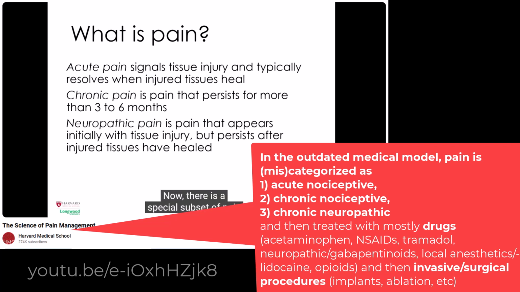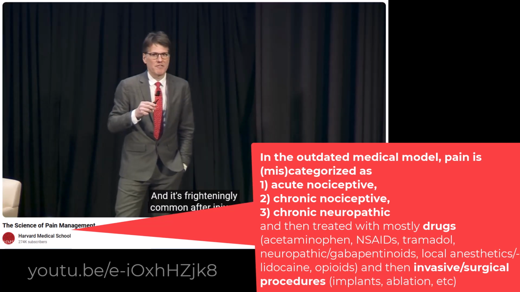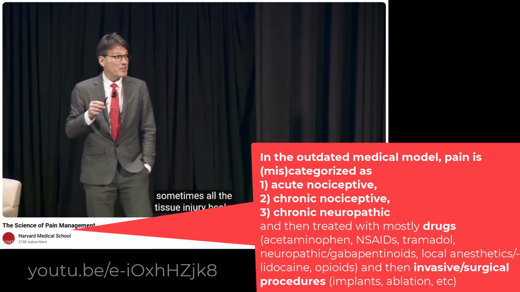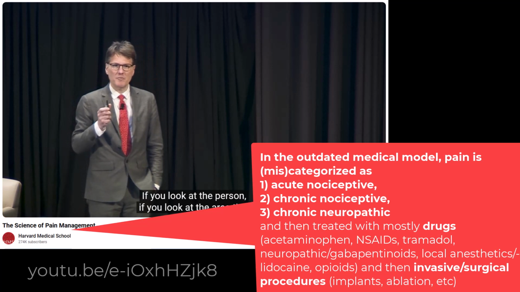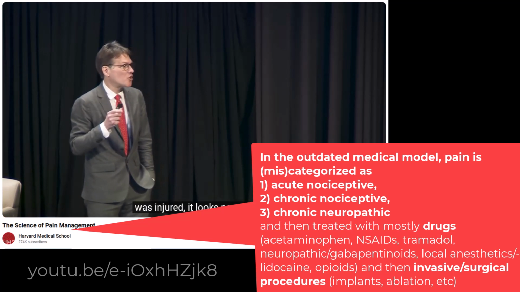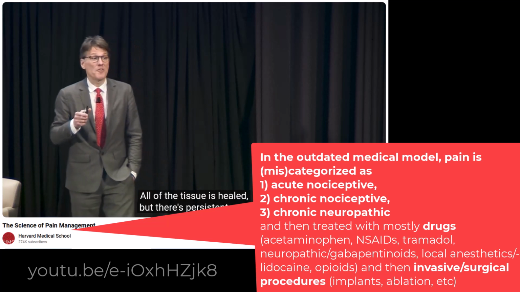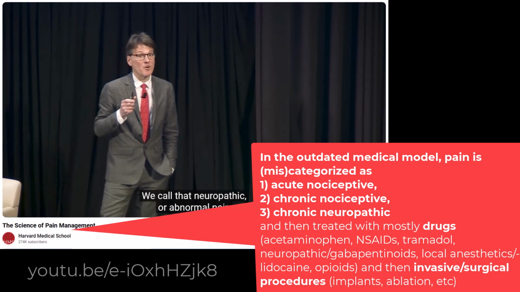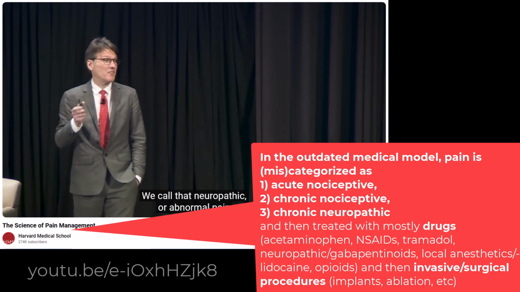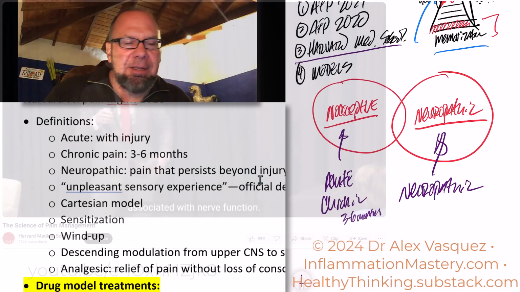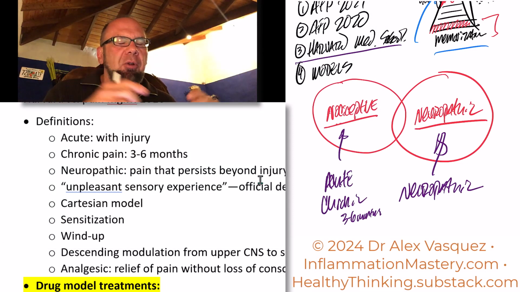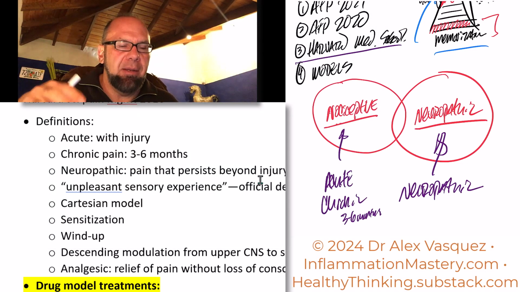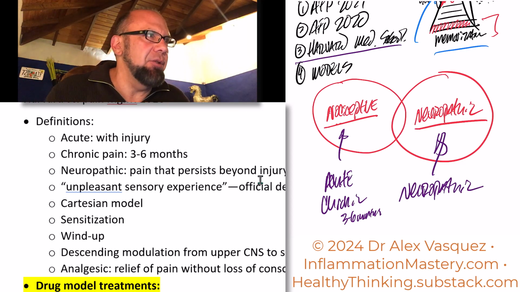Now, there's a special subset of pain that happens when you injure the nervous system, and it's frighteningly common after injury. When you injure the nervous system, sometimes all the tissue injury heals. If you look at the area that was injured, it looks normal. All of the tissue is healed, but there's persistent pain in that same distribution. We call that neuropathic, or abnormal pain associated with nerve function. So you can see that these are two ways of describing pain, either nociceptive or neuropathic. You can also describe it as acute, chronic, and or neuropathic, but these models kind of go together.